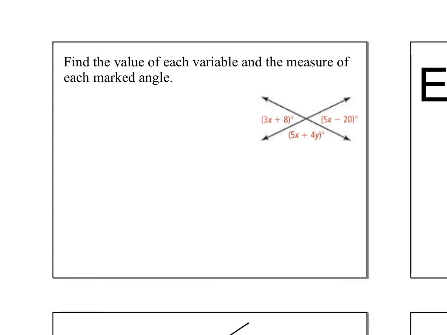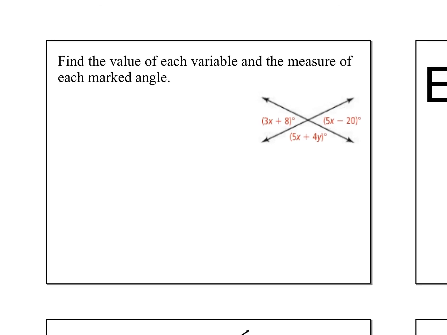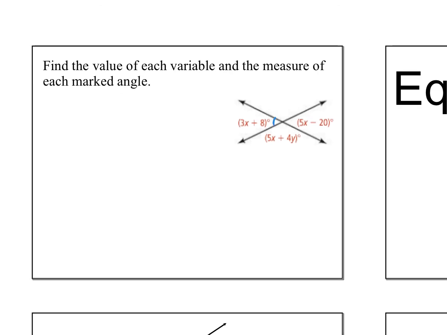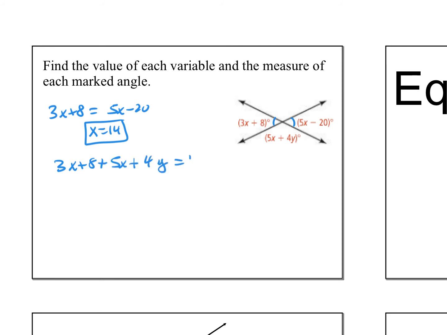Go ahead, work on this one with your group, and then we'll go over it. Vertical angles congruent. So you did 3x plus 8 equal to 5x minus 20. Solve this, and what did you get for x? X equals 14. So that worked for you. Perfect. I did 3x plus 8 plus 5x plus 4y equals 180 since they're supplementary angles. Now we can get the y value.